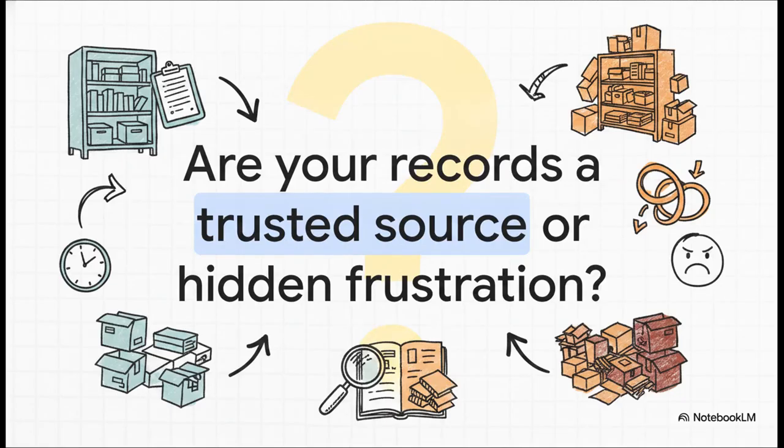So let me ask you this. Are your inventory records a trusted source of truth, or are they a hidden source of customer frustration? I really challenge you to look closely at your own back-end workflows. If you can't confidently distinguish right now between what's on the shelf and what's already promised to a buyer, you have a massive hidden source of frustration just waiting to surface.